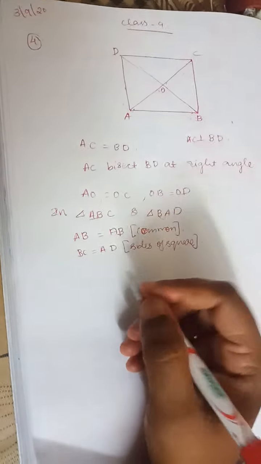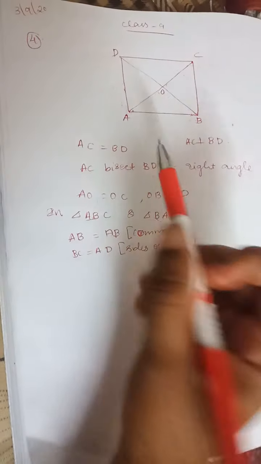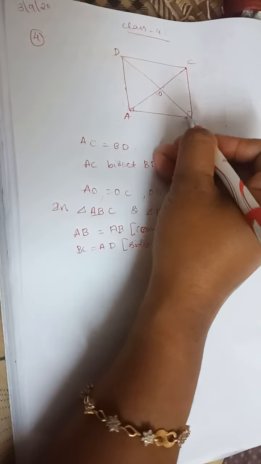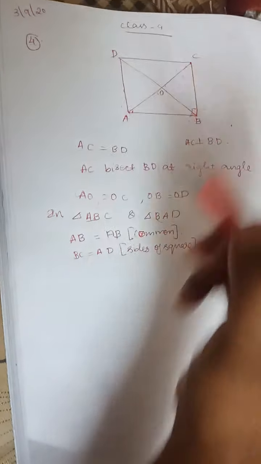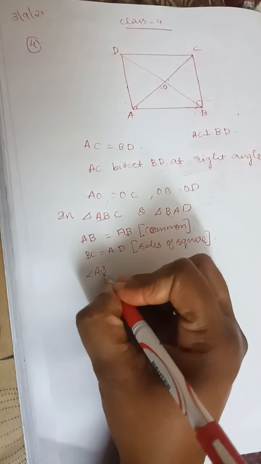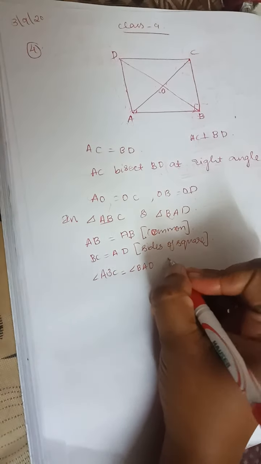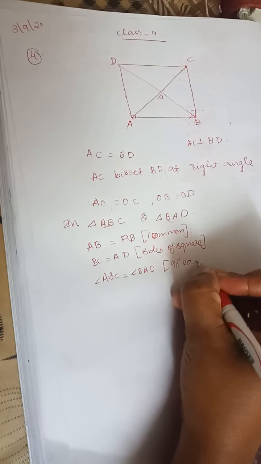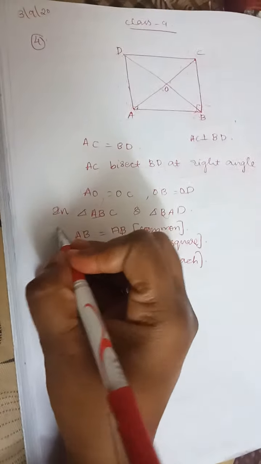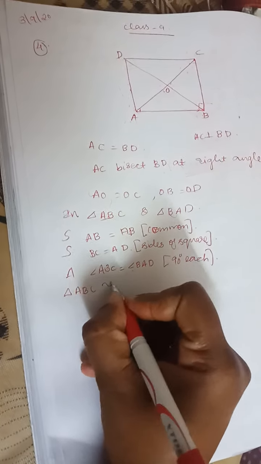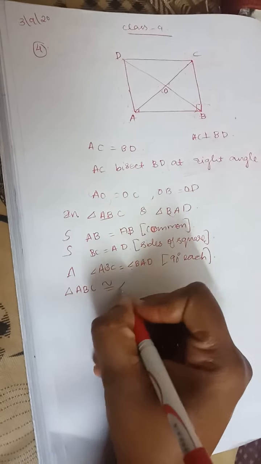In a square, it is making 90 degrees here, and here also it is 90 degrees. So we can equate these two angles. Angle ABC is equal to angle BAD. I am equating angle ABC is equal to angle BAD. What is the reason? 90 degrees each. So we got three conditions. This is side, and so we can write triangle ABC is congruent to triangle BAD by using SAS criteria.